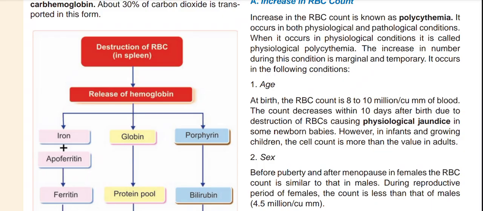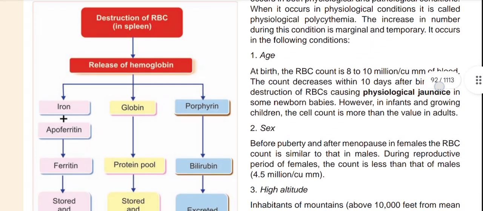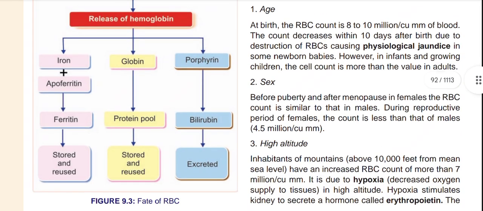At the time of birth, the RBC count is 8 to 10 million per cubic mm of blood. The count decreases within 10 days after birth due to destruction of RBC, causing physiological jaundice in some newborn babies. However, in infants and growing children, the cell count is more than the value in adults. Sex: before puberty and after menopause, the RBC count is similar to that of males, but during the reproductive period of females, the count is less.